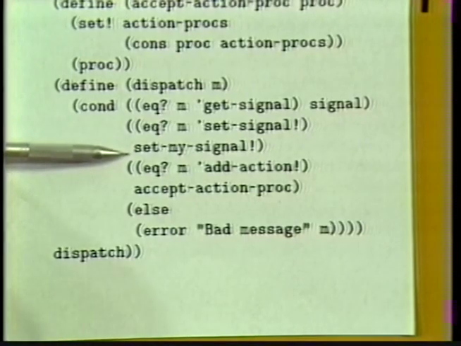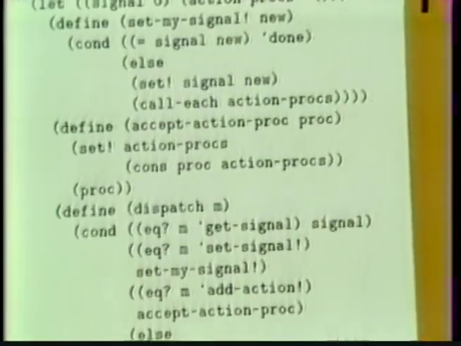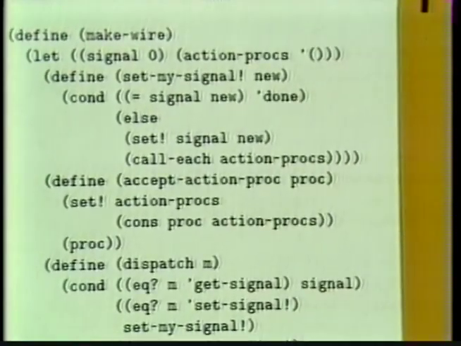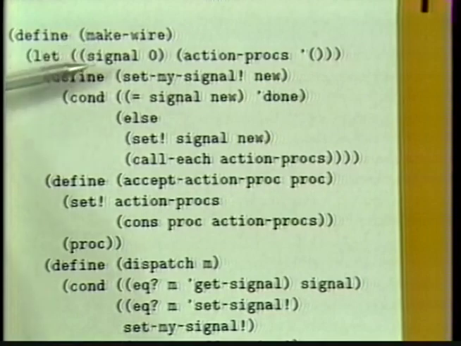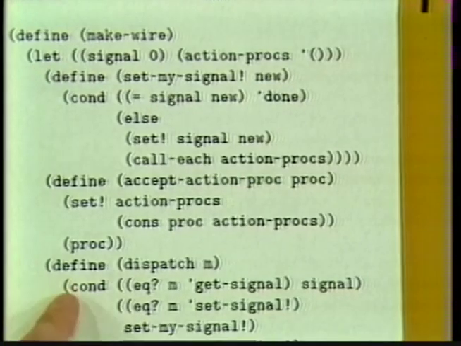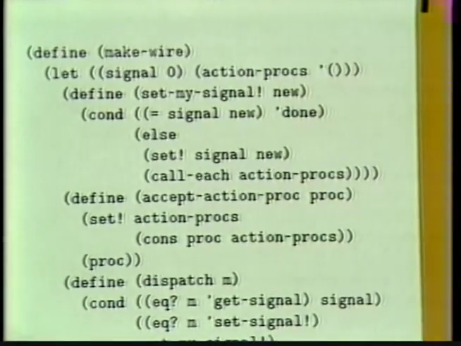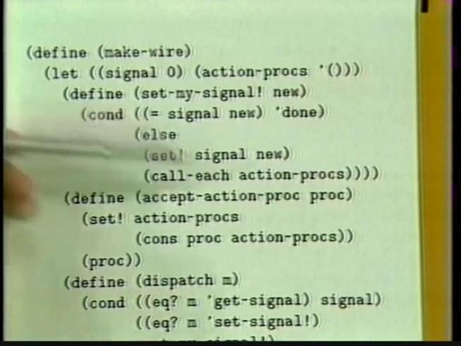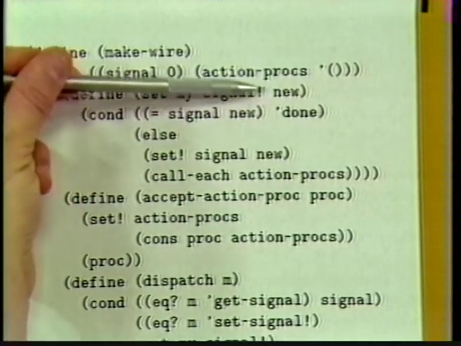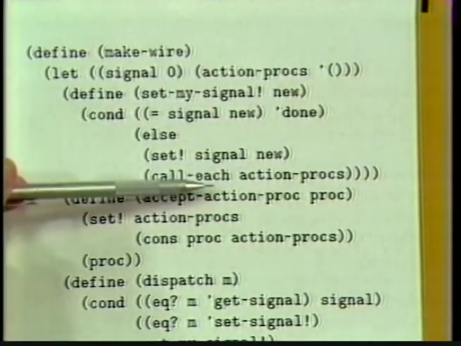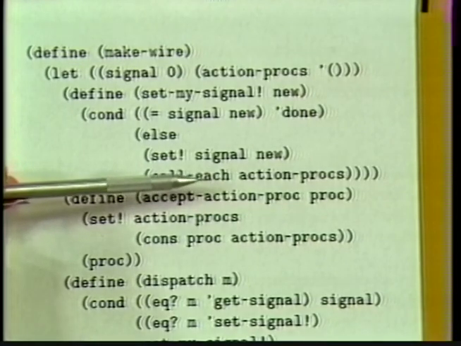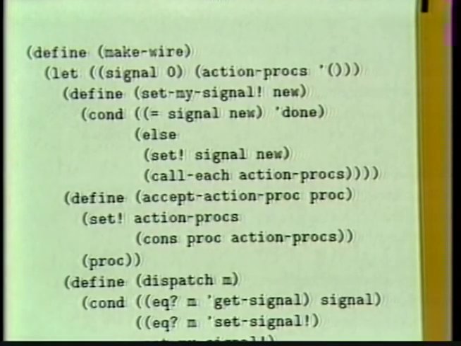It's setMySignal, a procedure that's defined inside the wire, which if we look over here, is the thing that says set my internal value called the signal, my internal variable, which is the signal, to the new value, which is passed to me as an argument, and then call each of the action procedures, waking them up. Very simple.